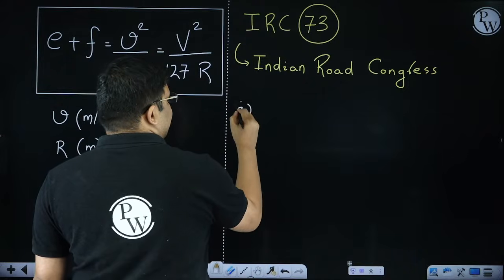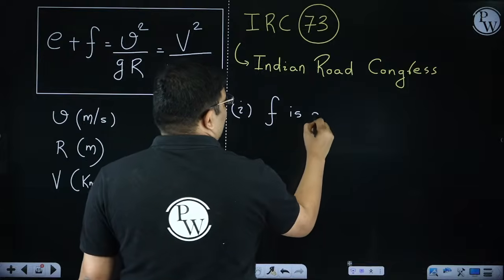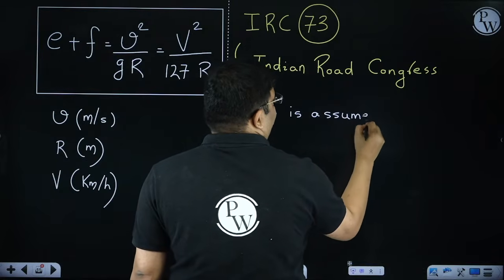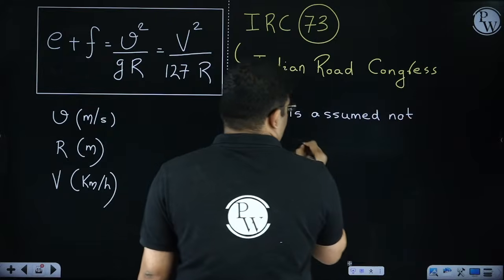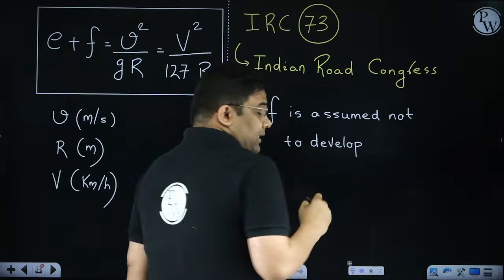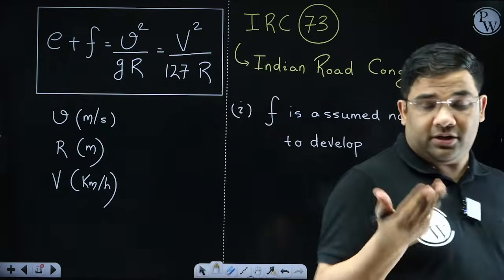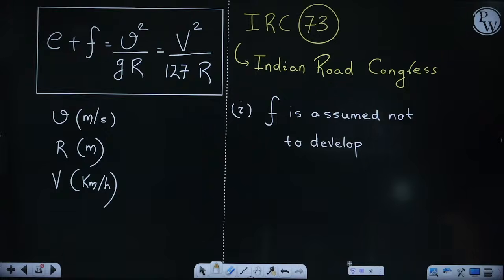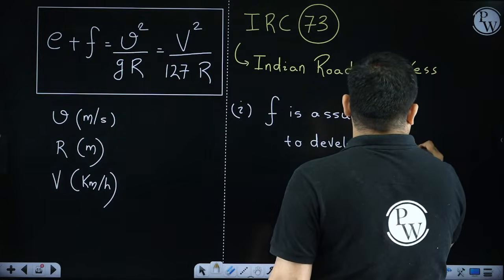The first recommendation is that friction is assumed not to develop. Why is it assumed not to develop? Because I have told that we cannot trust this friction. This friction might develop, or it might not develop. So in this equation, E plus F is equal to V square by 127R, we cannot trust this friction. Therefore, IRC recommends that while designing the super elevation, we don't take friction into consideration. So we are taking F equal to 0 here.